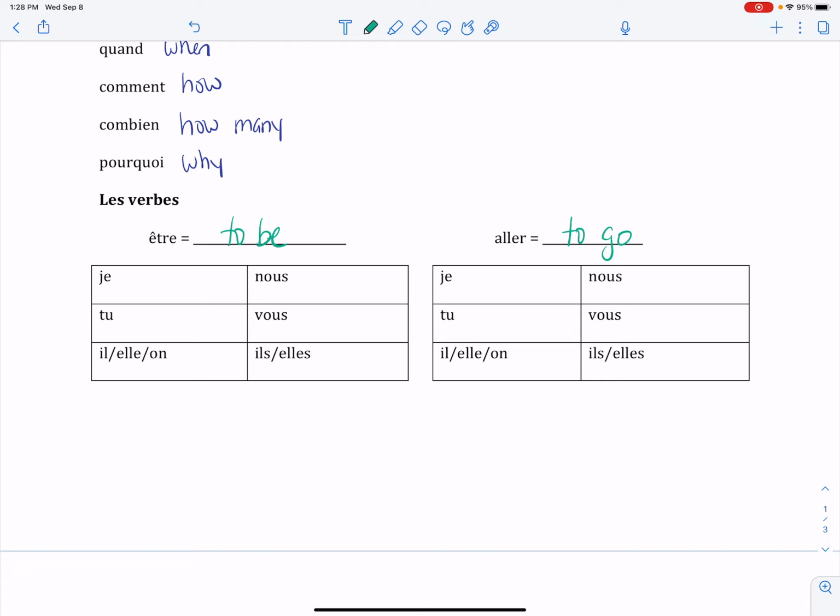Let's talk subject pronouns first. So we have what we call first, second, and third person pronouns. And then we have the singular and the plural. Singular being that it's one person, plural being that it's a group of people. That's the simple part. The first, second, and third person is slightly more complicated.